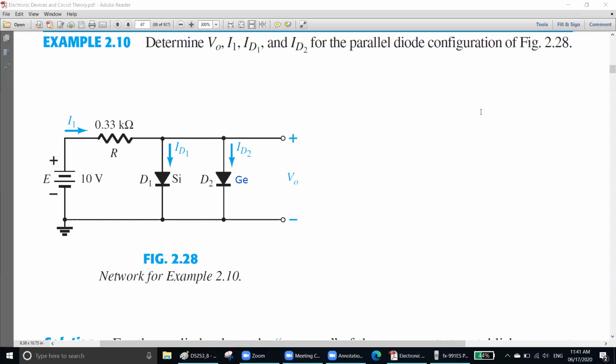How much is VO? 0.3. 0.3 for germanium. Why not 0.7? Why not 0? Because VO and germanium are in parallel. Okay. One minute, please. One minute.